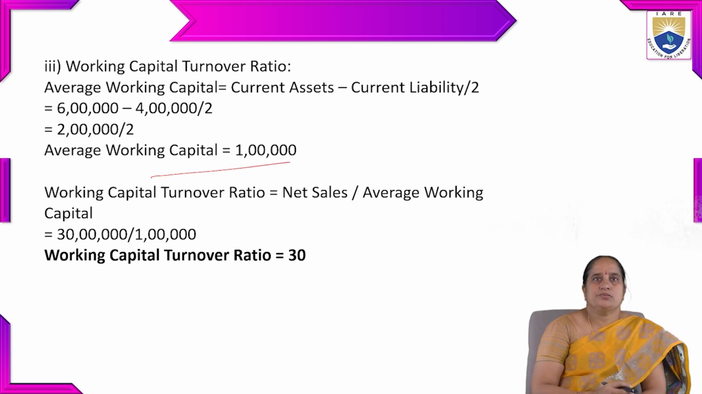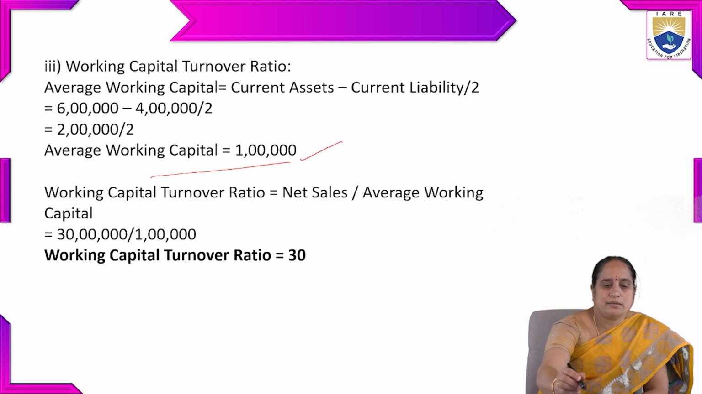Then using this data, compute working capital turnover ratio. The formula is net sales divided by average working capital. So net sales given in the problem, that is 30 lakhs, divided by average working capital 1 lakh. Then we are able to find the working capital turnover ratio as 30.